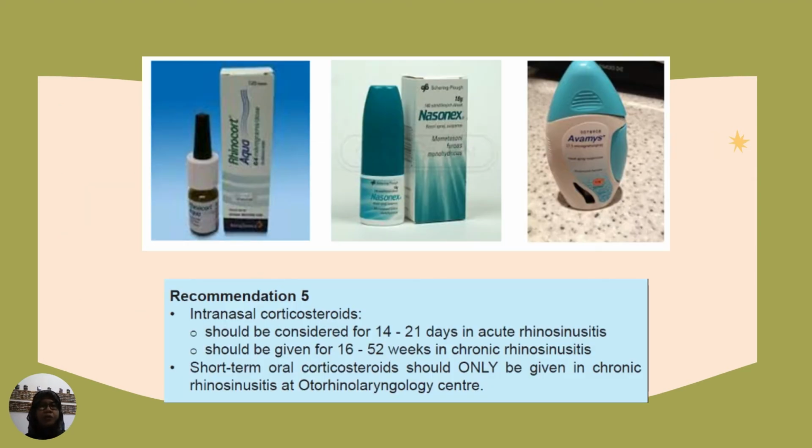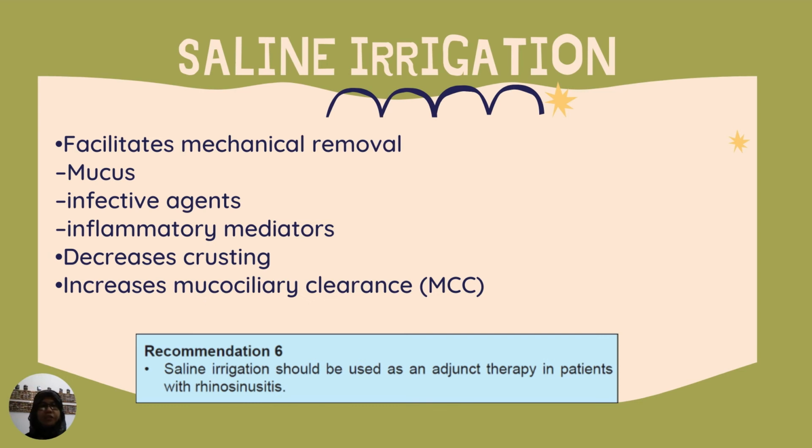There are many topical corticosteroids, the ones that we have in KKM hospital usually will be budesonide, mometasone, and fluticasone. So the 5th recommendation in the CPG for intranasal corticosteroid, it should be given about 2 to 3 weeks in cases of acute rhinosinusitis. For chronic rhinosinusitis, should be given for 16 to 52 weeks. Short-term oral steroids should only be given by ENT in ENT clinics, okay? For nasal douching or saline irrigation, it helps to facilitate removal of the mucus, infective agents, and also inflammatory mediators. By doing this, we can help to reduce formation of crusting and also improve mucociliary clearance. And recommendation number 6, irrigation should be used as an adjunct therapy in patients with rhinosinusitis.